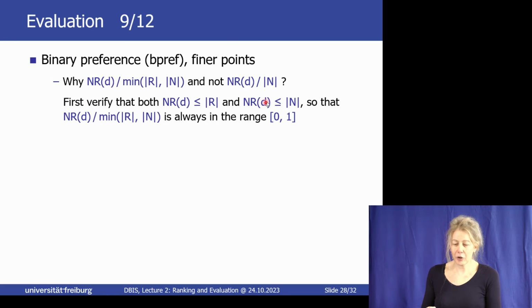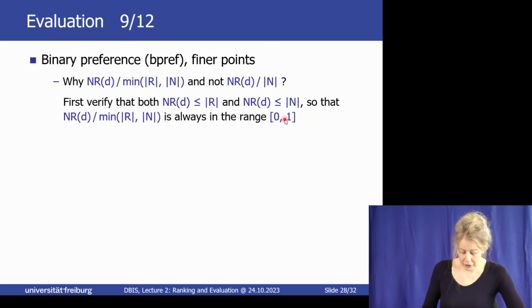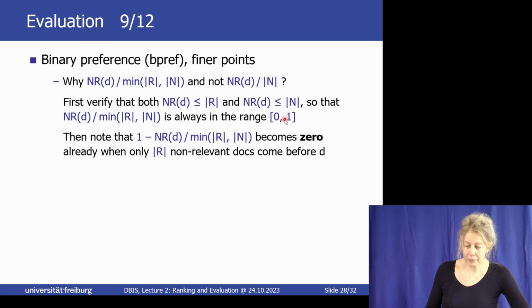This one is obvious, because it counts the number of non-relevant documents coming before that document, and there are only so many non-relevant ones. And this is just, by the way, how it's defined. You can see it 2 slides earlier. So this number, if you divide it by this, is between 0 and 1, which is what you want. So this is in the range 0 to 1, and then you take 1 minus this, so that 1 becomes good and 0 becomes bad.